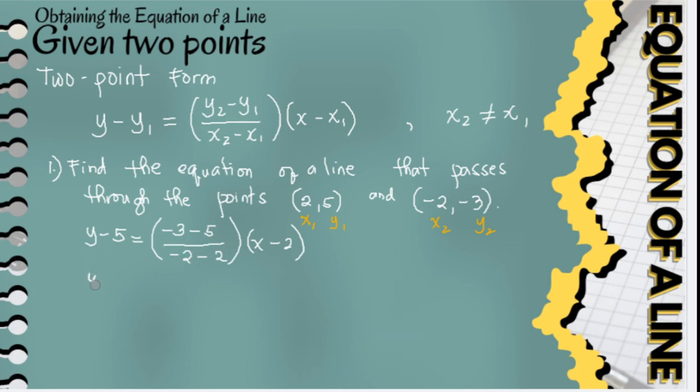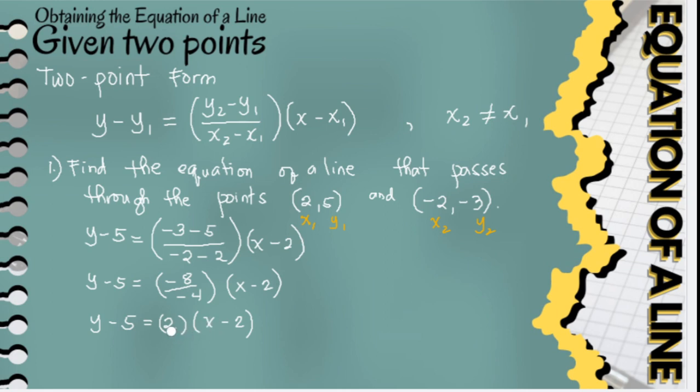So we have y minus 5 is equal to -3 minus 5, that's -8. Remember the law of sign. Kapag parehas, you just add and then copy the sign. -2 minus 2, that's -4. So -8 divided by -4, that's +2, right? And then we have x minus 2.